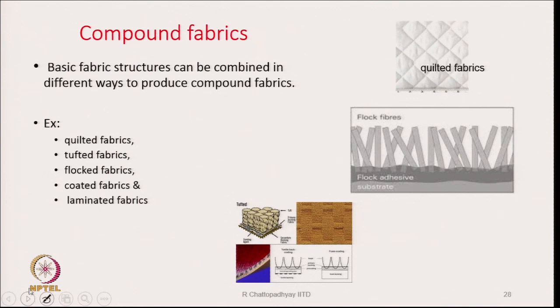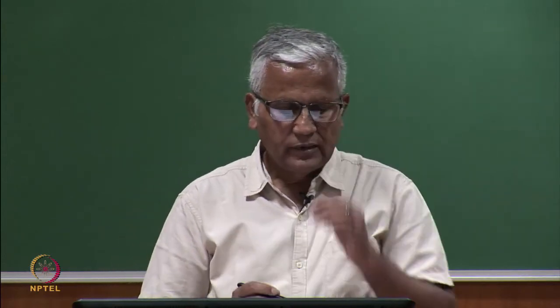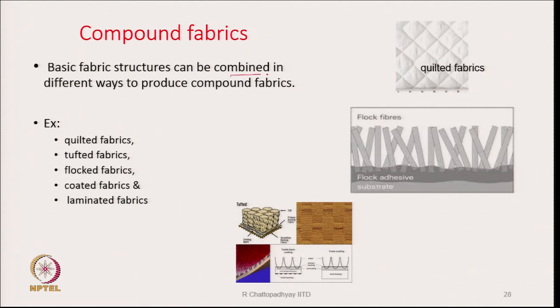From there we go to the compound fabrics now. Now, here compound fabrics means it is a combination of two types of fabrics made from two different technologies. Basic fabric structure can be combined in different ways to produce compound fabrics. Quilted fabrics, one example. We can have tufted fabrics, flocked fabrics, coated fabrics, laminated fabrics, all are basically different types of compound fabrics. In the quilted fabrics, what it is there?